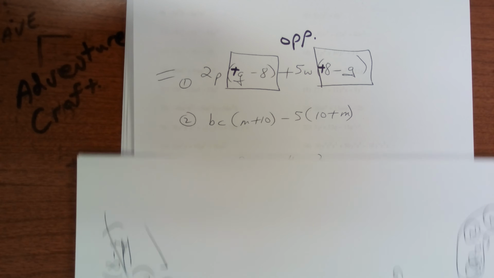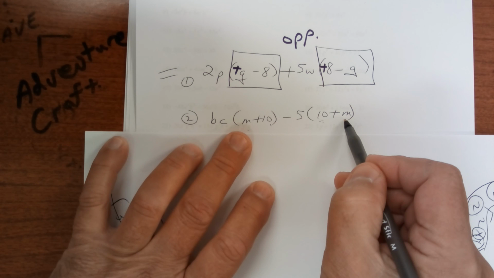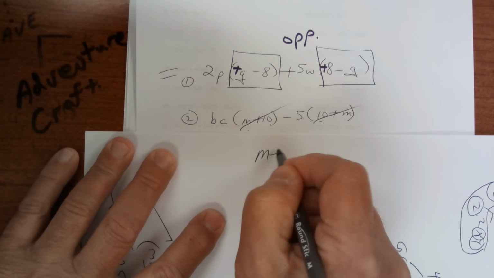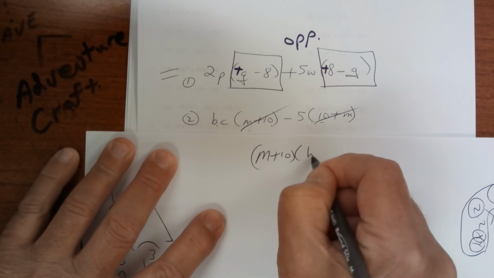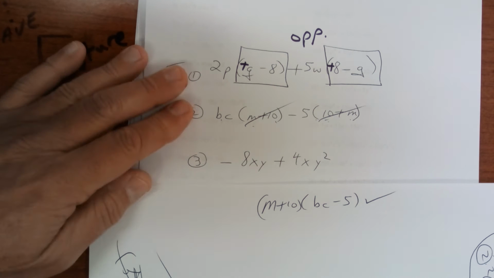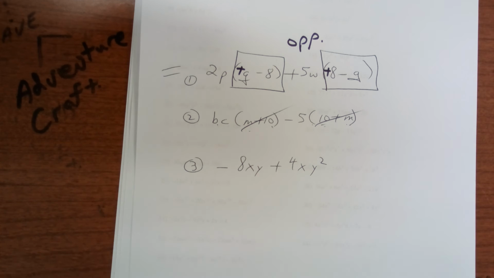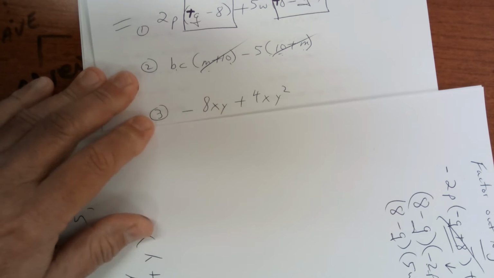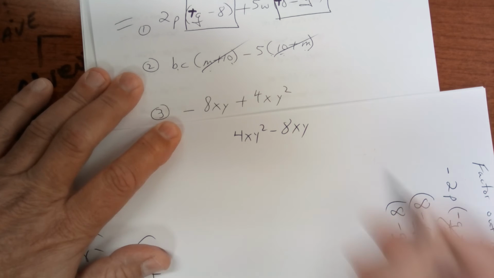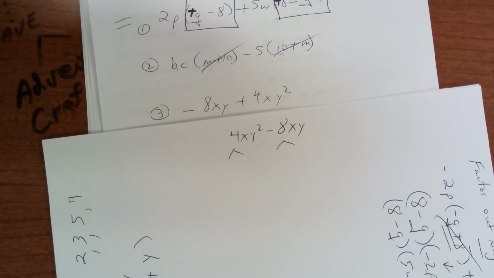This one right here, m plus 10 is the same thing as 10 plus m. See, if it's pluses, it doesn't matter. So you're going to take out an m plus 10, and you're left with bc minus 5. And then you're done. All right, this one right here, the first one is a negative. So there's a couple of ways you can get around that. You can just switch these and put 4xy squared minus 8xy. That might be the best way to do it, and then work it the same way. Okay? All right, that's it.